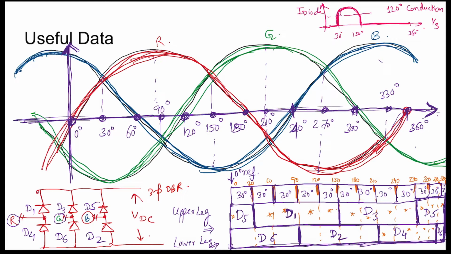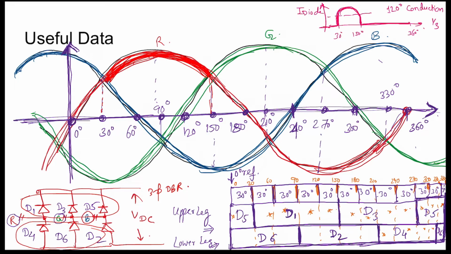The easy way to determine which diode will conduct at what periods: when the R phase is maximum compared to the other two phases, then that duration is the duration for the upper leg diode of that particular phase to conduct. The upper leg means D1, D3, D5. The lower leg means D2, D6, D4.